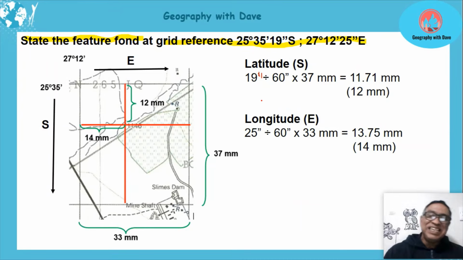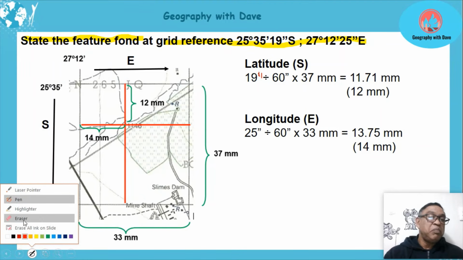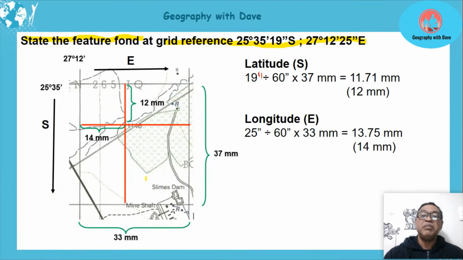Okay, so 19 seconds. Divide by 60 seconds and we get our point of a minute if we do that. Now you can do it straight. So 19 seconds divided by 60 seconds.